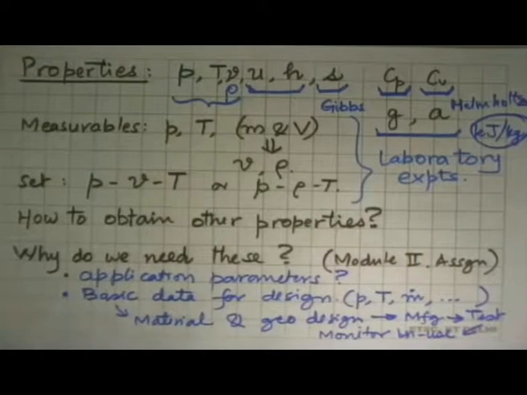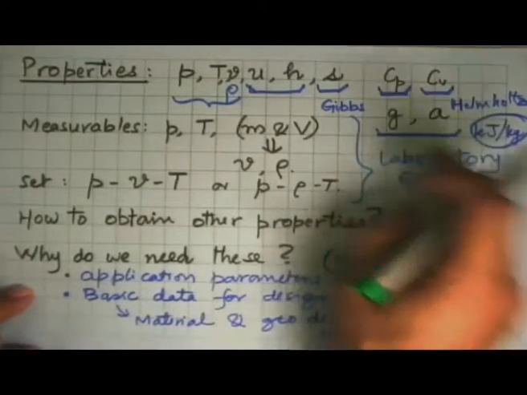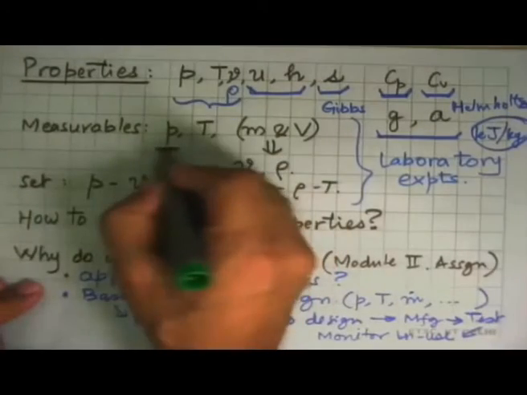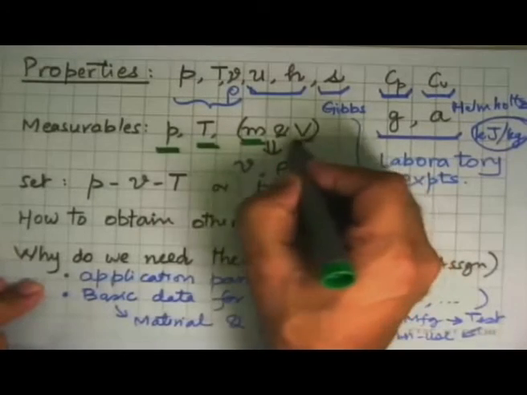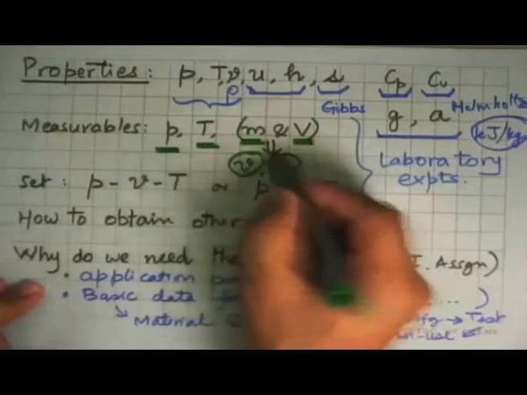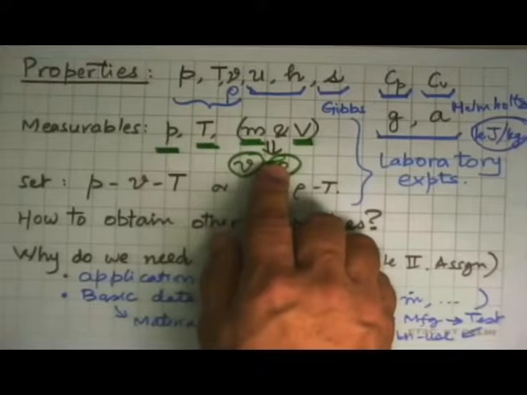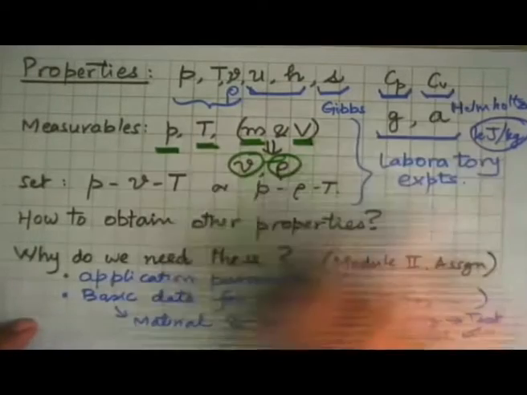Now, in a laboratory, we cannot measure all of these. This is a big problem. What we can measure is pressure, temperature, and we can independently measure mass and volume, from which we can get specific volume or the density. So those are the only real world data that we have, from which we need to get all of these properties that we need for this analysis.